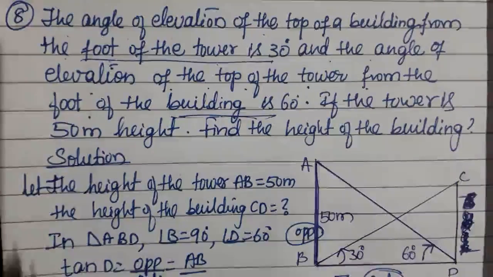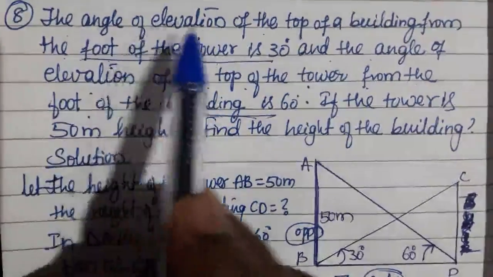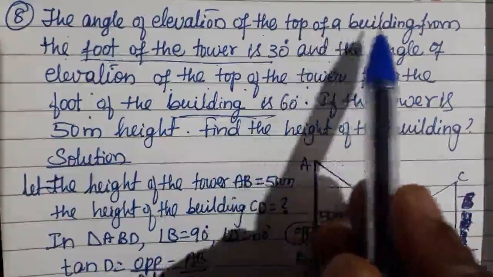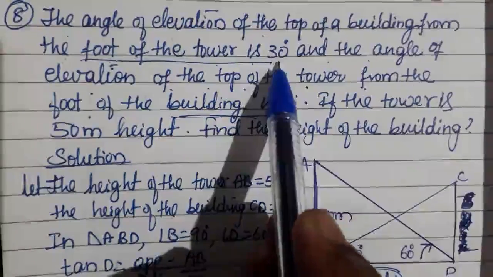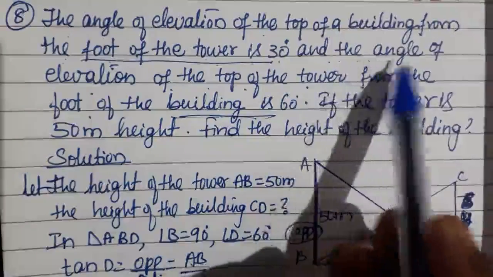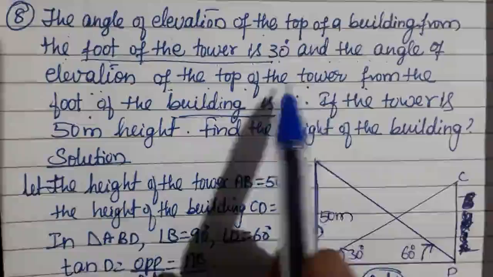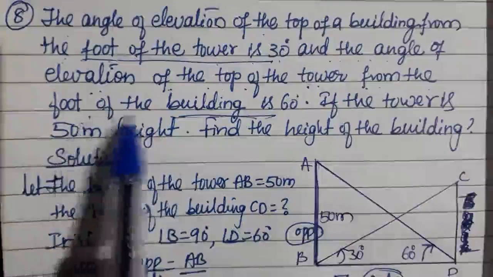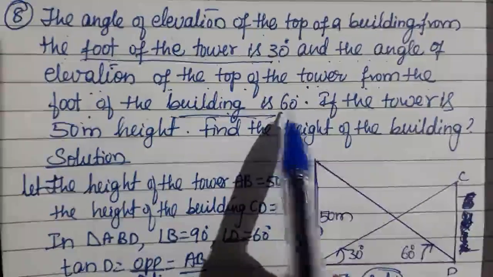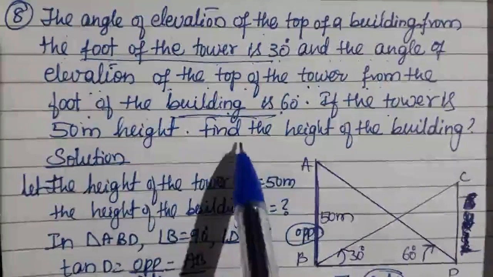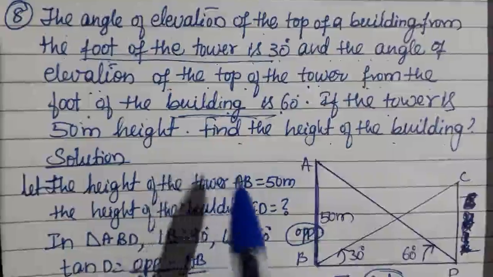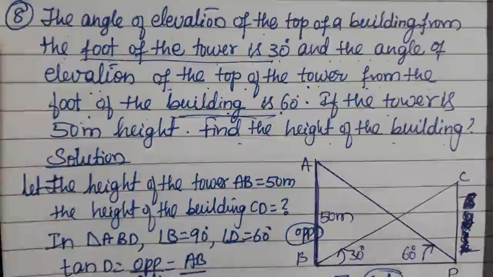The next situation given to us is: the angle of elevation of the top of a building from the foot of the tower is 30 degree, and the angle of elevation of the top of the tower from the foot of the building is 60 degree. If the tower height is 50 meter, find the height of the building. So now, using this situation, we have to draw the diagram.